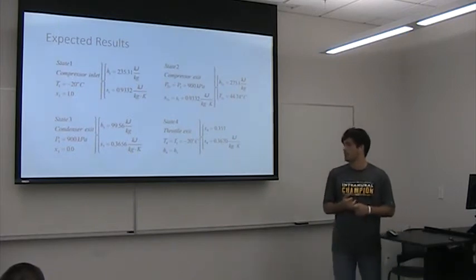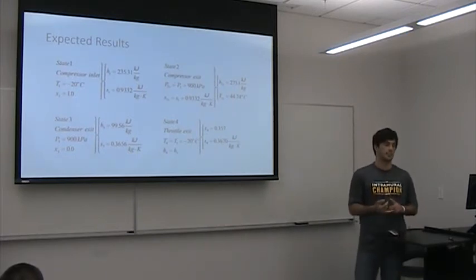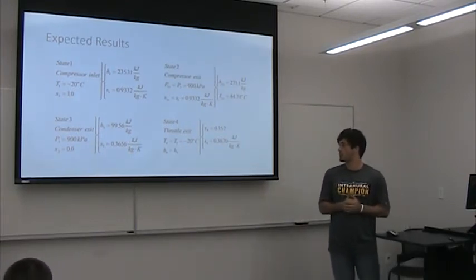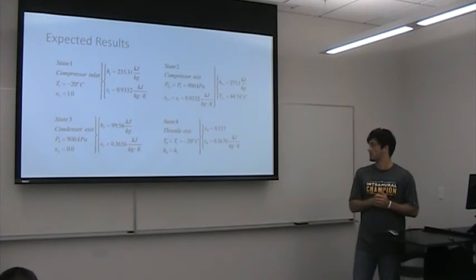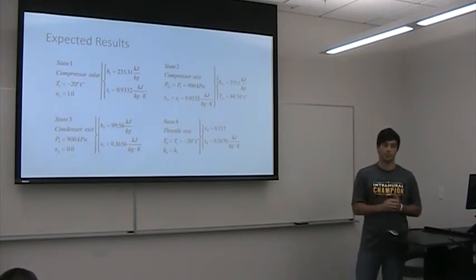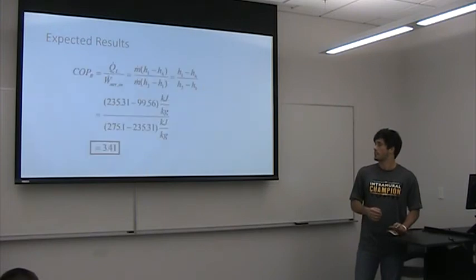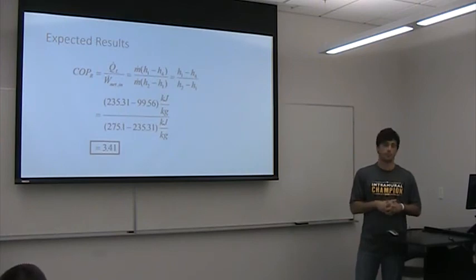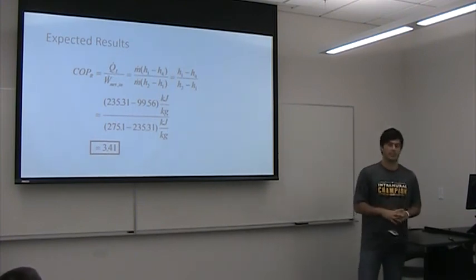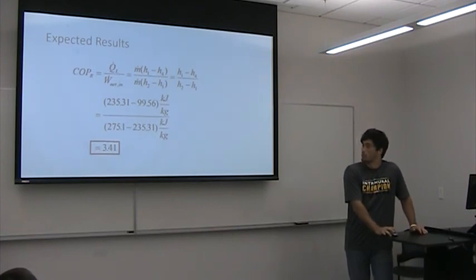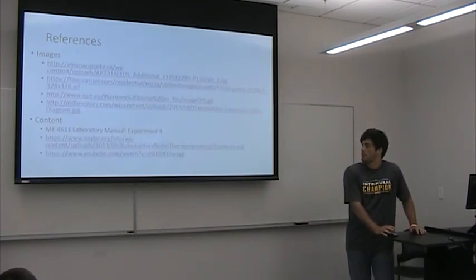At state 3, we know the pressure and also that it's a saturated liquid, so we know the composition is 0, and we can get our enthalpy at 99.56. At state 4, the temperature line is constant, so the enthalpy is equal to the enthalpy at state 3. So we could plug this into our refrigeration formula and get an expected coefficient of performance for a refrigerator at 3.41. For a heat pump, I believe if you just add 1, you'll get the coefficient of performance for a heat pump. They're just kind of reverse of each other. And that's it. Are there any questions?